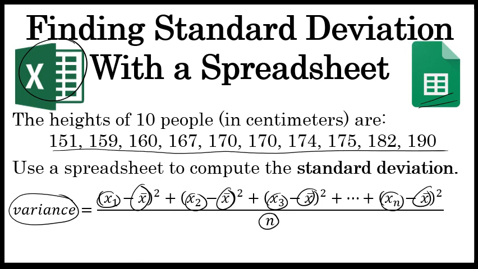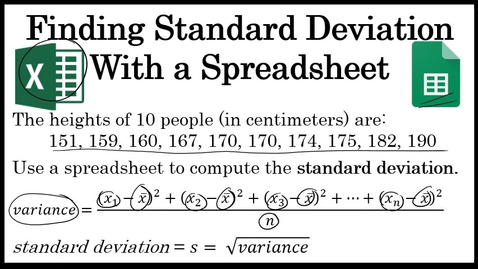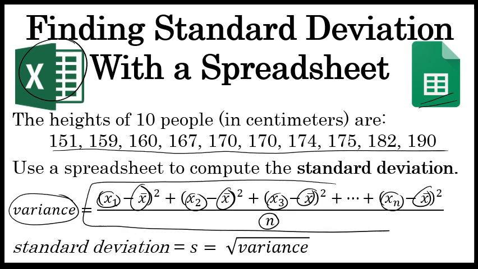Once you know the variance, standard deviation is very simple. It's the square root of the variance. We'll go through the process of having the spreadsheet compute all of the parts, all of the steps required to find variance, and then once we get the variance, we'll have the spreadsheet take the square root of that to find the standard deviation. Once we complete that process, I'll show you a shortcut that you can use to find the standard deviation when using a spreadsheet. Let's begin.